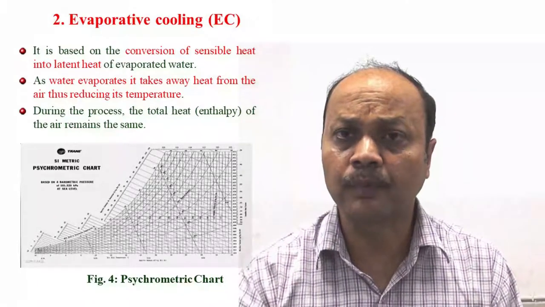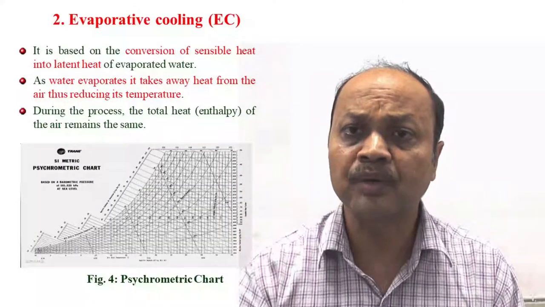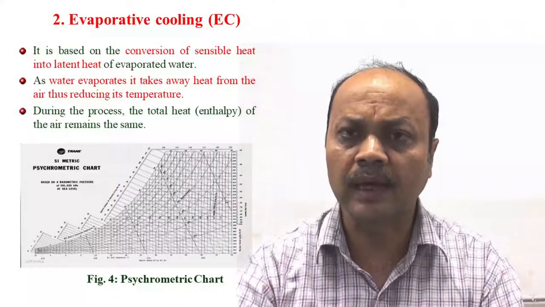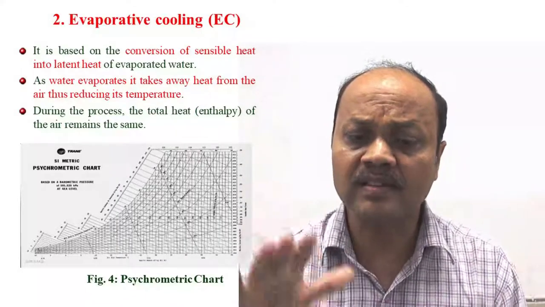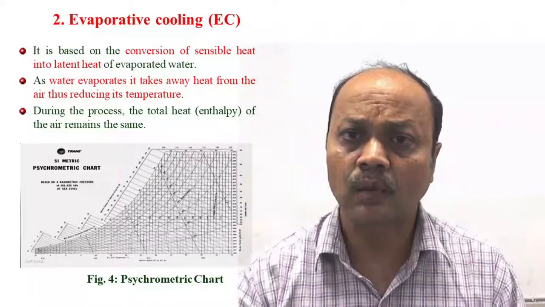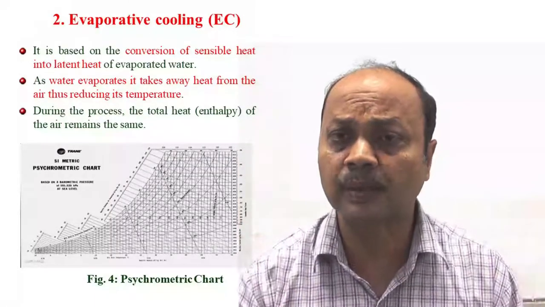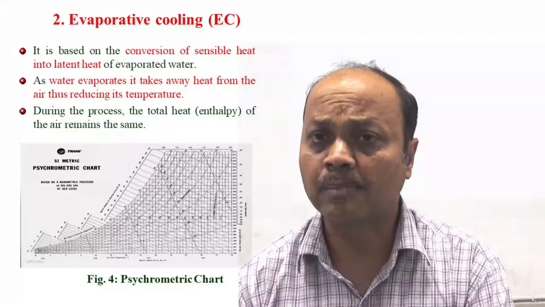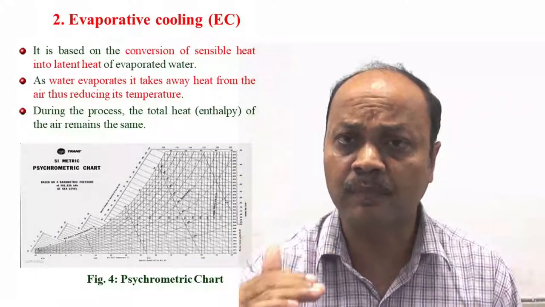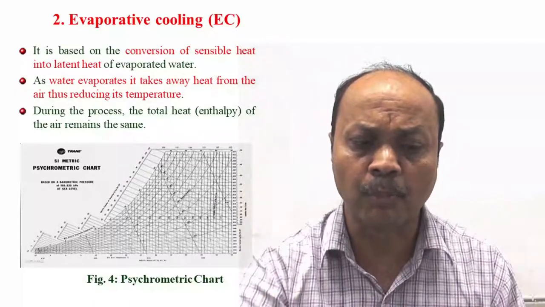So the fan sucks the air through the pad, and water is passed through your pad. Due to that, the sensible heat of the air that is going through your pad reduces, because air is passing through the pad and water is there. So air and water mixing happens there, and the sensible heat of air that is coming is converted into latent heat. Suppose the outside dry bulb temperature is 40 degrees and it passes through your pad, so the temperature reduces to 35, so 40 to 35 means a 5 degree temperature drop happens. So that sensible heat is converted into latent heat, and that evaporates the water.